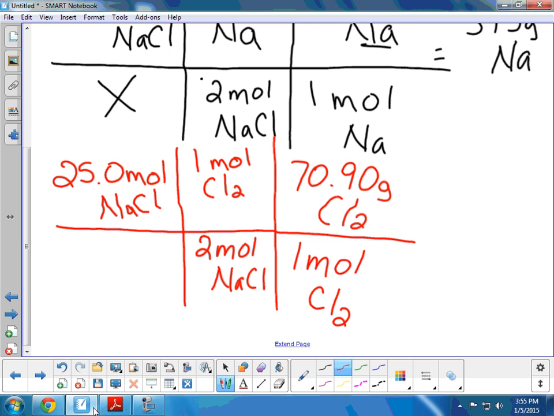So now we have grams, which tells us mass. We have Cl2, which is our reactant. So we can stop and get our calculator. We multiply across the top and get an answer. We multiply across the bottom and get an answer. And we divide the two values. And we should get 886 grams of chlorine if we round to 3 significant figures.